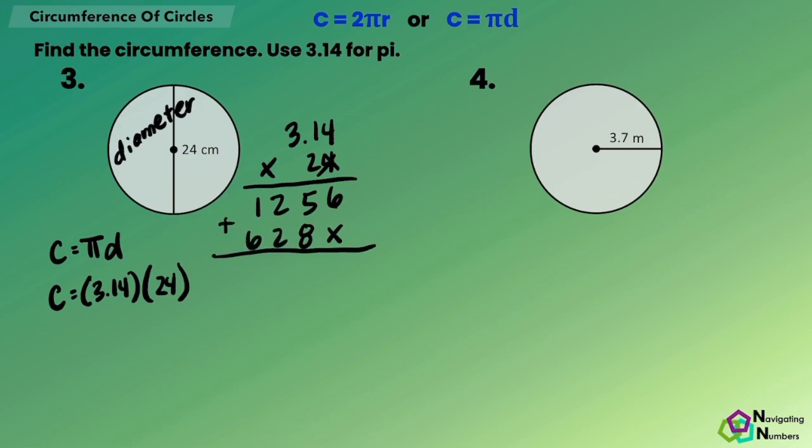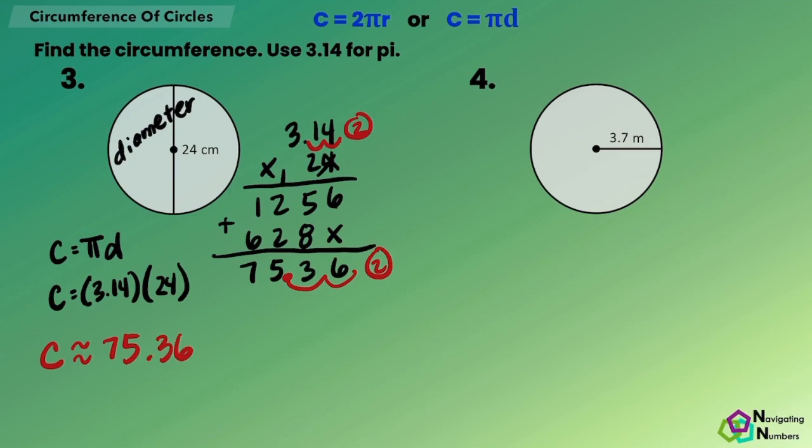We add them up. Make sure you're confirming with your calculator if you have one around. Pi is 3.14 times the diameter 24. 6 plus 0 is 6. 5 plus 8, that's 13. Carry the 1. We have 2 plus 2 is 4, plus 1 is 5, and 6 plus 1 is 7. Include your decimals, 2 decimal places, 1, 2. So number 3, our circumference is approximately 75.36, and our units are centimeters.